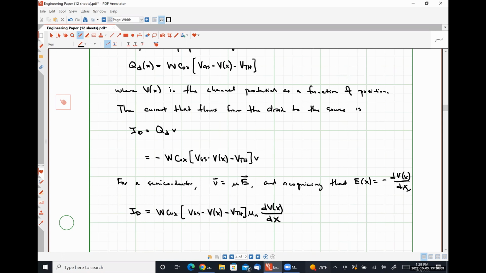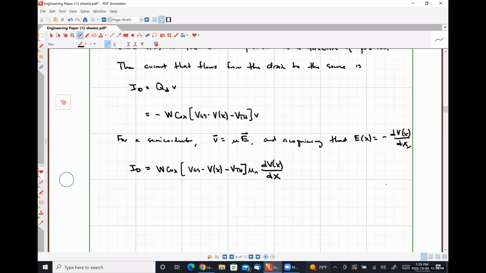So this is what our drain current looks like. Now we're just going to do algebra and calculus to get an equation here. Okay. So multiplying both sides by dx and integrating both sides, we're going to have I_D times dx is equal to the integral of mu_n W C_ox multiplied by (V_GS minus V(x) minus V_TH) dV.